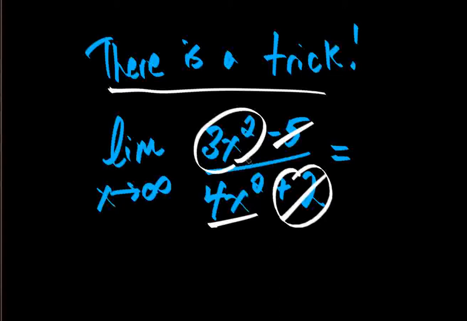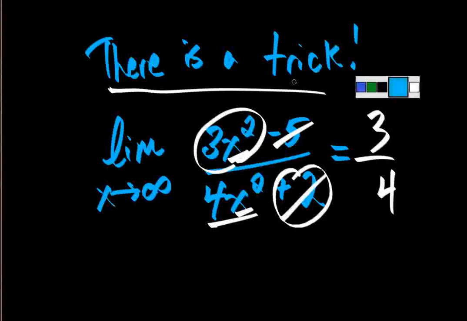So the trick is this. If you're evaluating a limit at infinity, as x is approaching infinity, just look at the largest terms and take the coefficients of those largest terms. So in this case, the largest term is x squared, and the ratio of the coefficients is just 3 over 4. That's the same answer we got before.